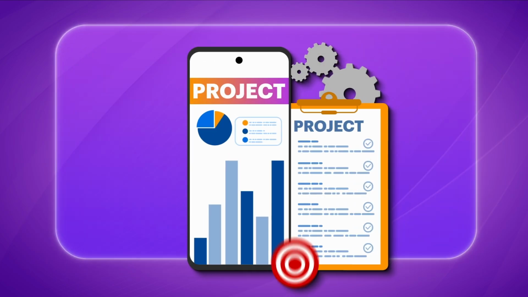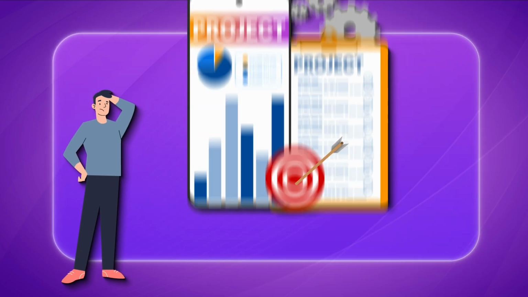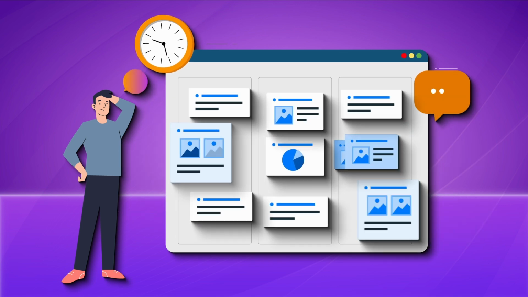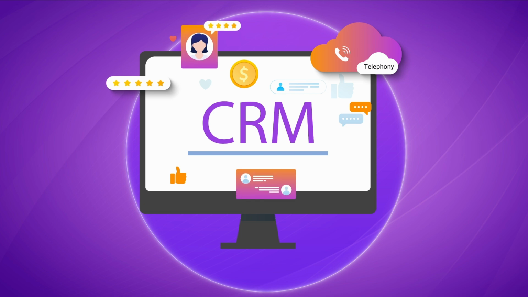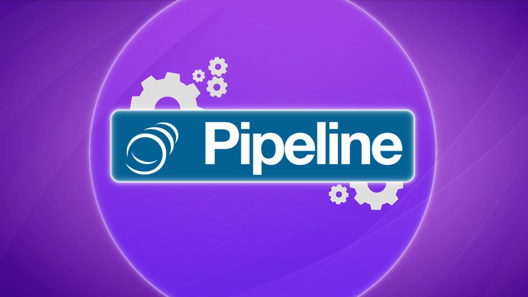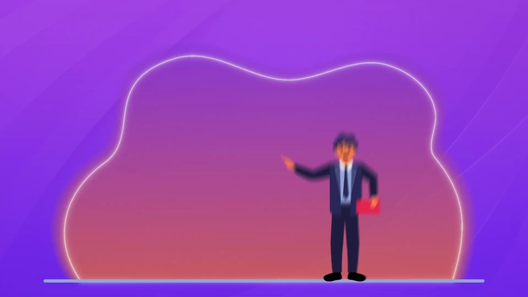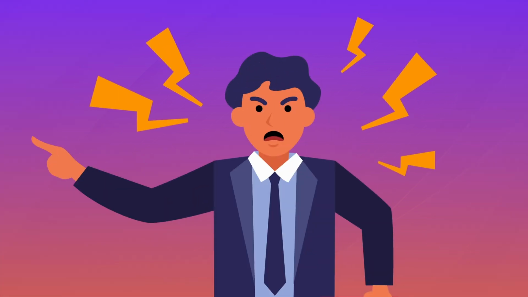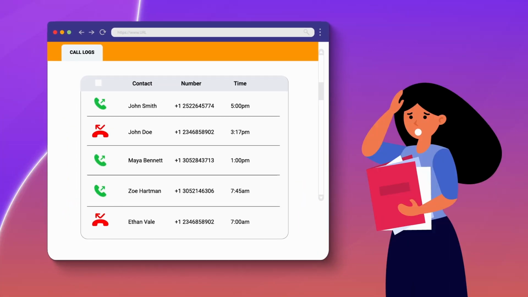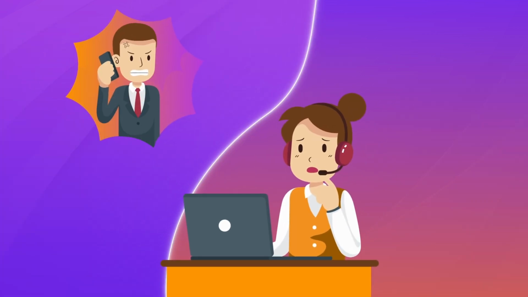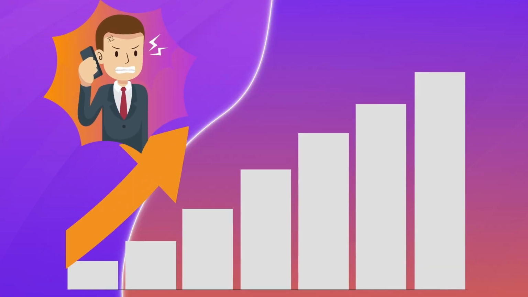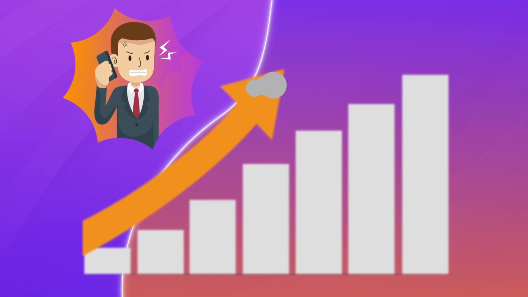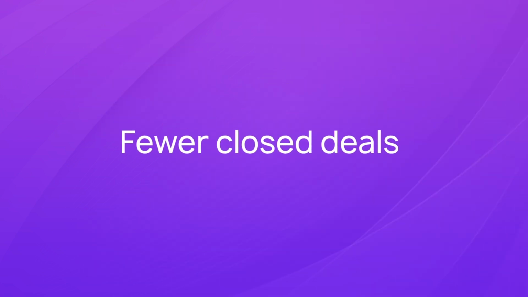Managing a single project efficiently is challenging enough. But imagine handling multiple ongoing projects without a telephony system integrated with your CRM. Even with Pipeline, a robust CRM, a lack of proper phone integration creates chaos. Organizing contacts and tracking call logs becomes cumbersome. Agent-client communication suffers, project follow-ups get delayed, and frustrated clients result in slowed business growth and fewer closed deals.